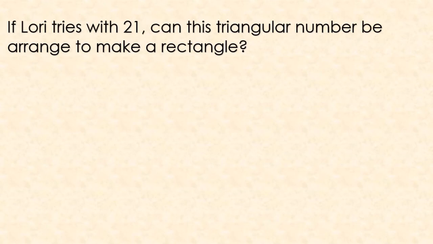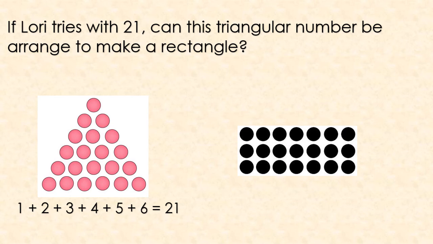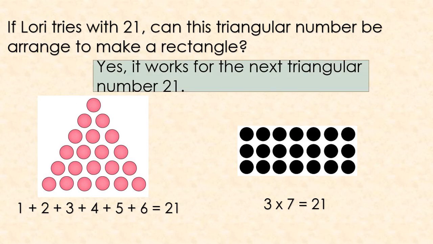If Lori tries with 21, can this triangular number be arranged to make a rectangle? Let's go ahead and see. Okay, we have a triangle here with a pattern of 1 plus 2 plus 3 plus 4 plus 5 plus 6 equals 21, and a rectangle displaying 3 times 7 equals 21. So yes, it works for the next triangular number, 21. But remember, boys and girls, not all triangular numbers can be arranged to make rectangular numbers.